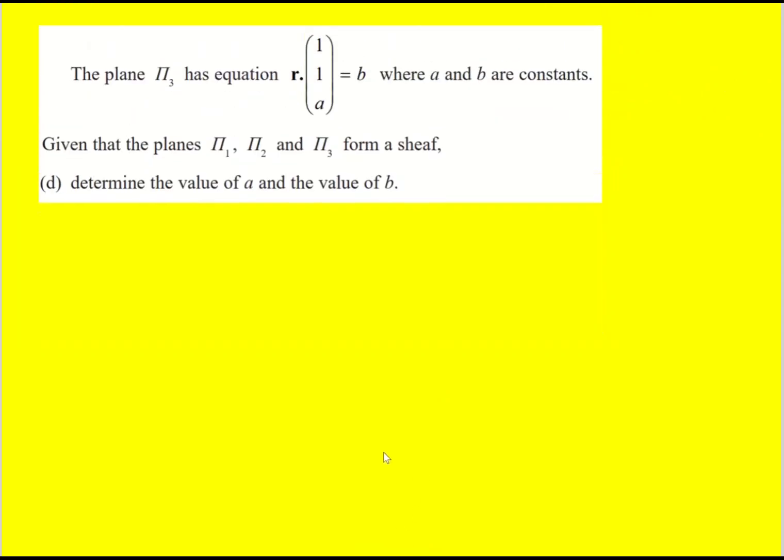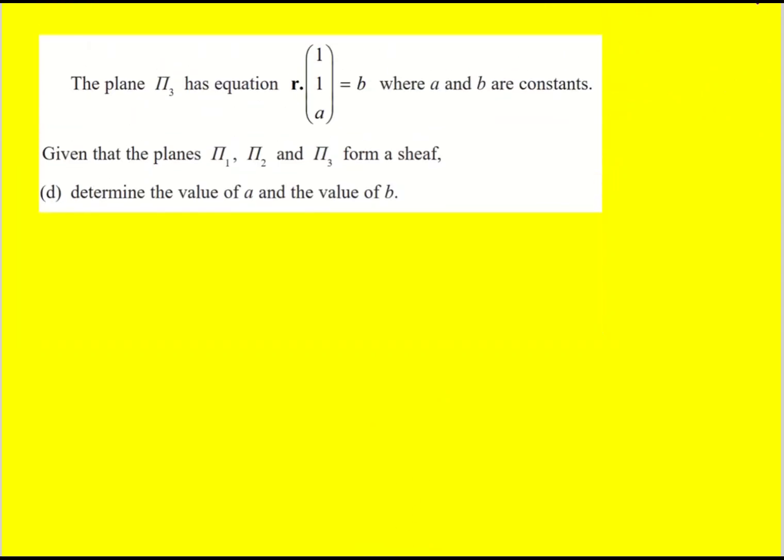Okay, so you now need to know what a sheaf is, and it's basically where, I'm just going to draw it out. It's where three planes intersect, and there's a single line that is their line of intersection. So it's a consistent system.